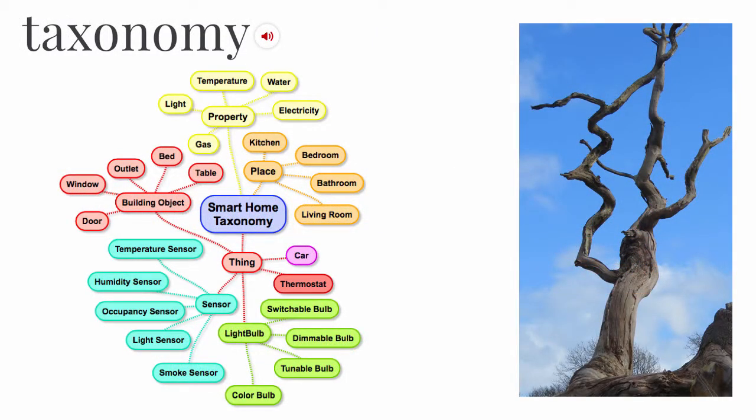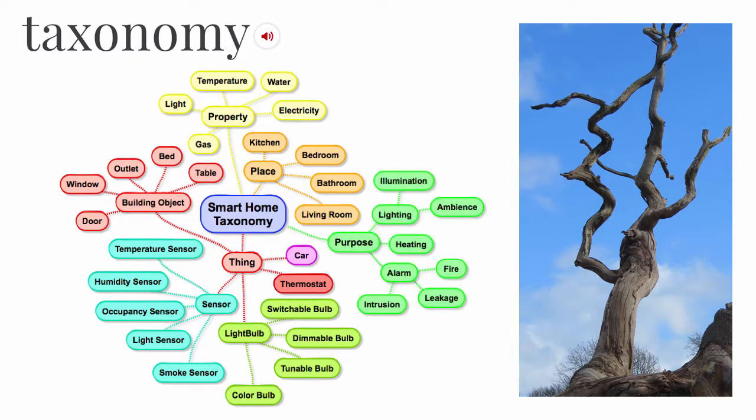So coming back to our vocabulary, we have to add purposes here as well, and again that can be added in multiple levels. So we can have lighting for illuminating the room or just as some ambience light. We can have different kinds of alarms for intrusion, for leakage, for fire, and so on. So again, this is a whole new set of words that allow us to really describe our intentions.